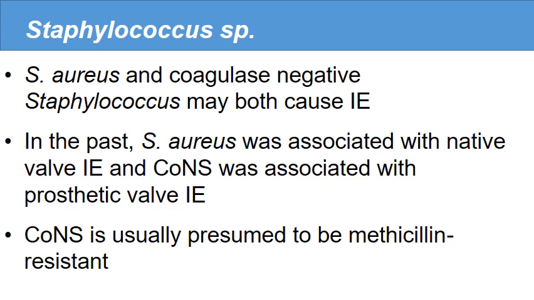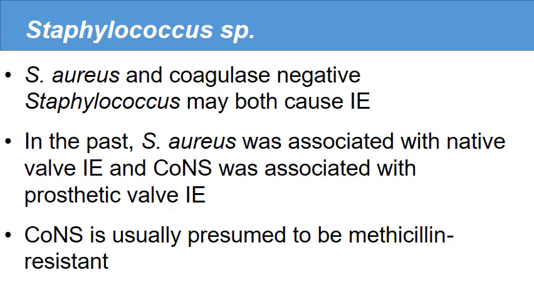As I said earlier, Staph aureus was typically associated with native valve endocarditis, whereas coagulase negative staph was associated with prosthetic valves, but those two niches are overlapping with each other now, and we're seeing Staph aureus causing prosthetic valve infective endocarditis, and coagulase negative staphylococcus causing native valve endocarditis. So just because you see one organism or the other does not mean it's associated with a certain valve.